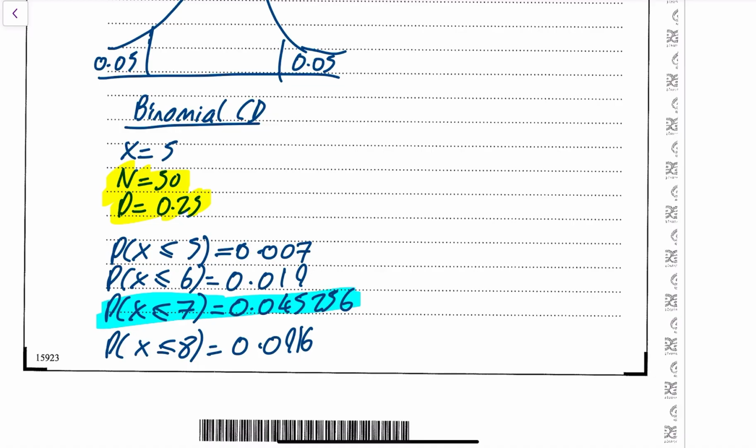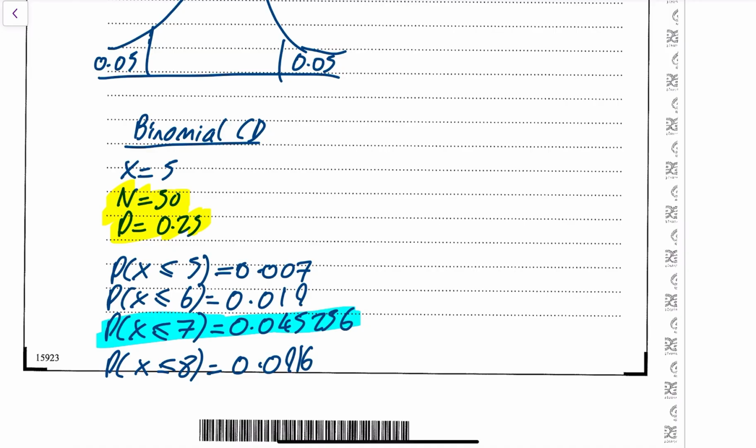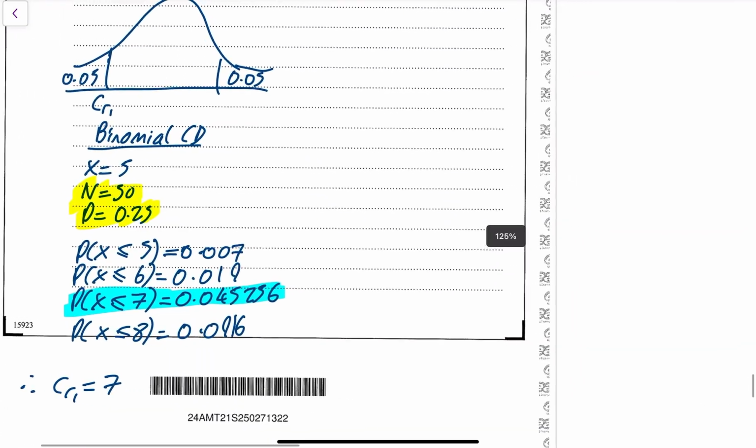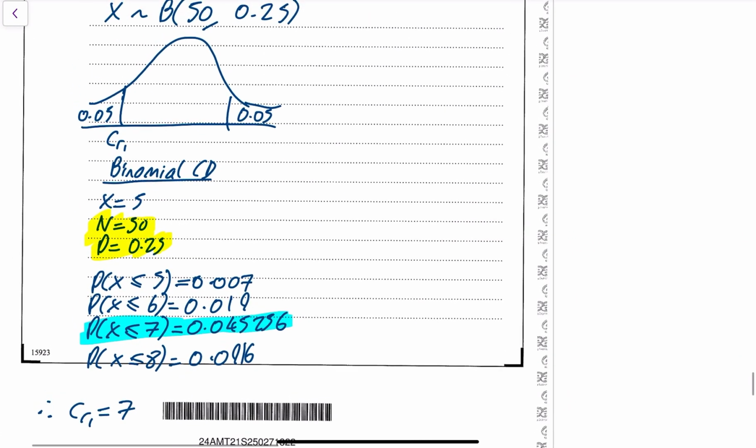Okay, so if we call this up here, I should have labeled this one on my diagram a wee bit better. If I call this here CR1, I know then, therefore, CR1 equals 7. Right, now the awkward end is on the other end. The upper end, we'll call this CR2.